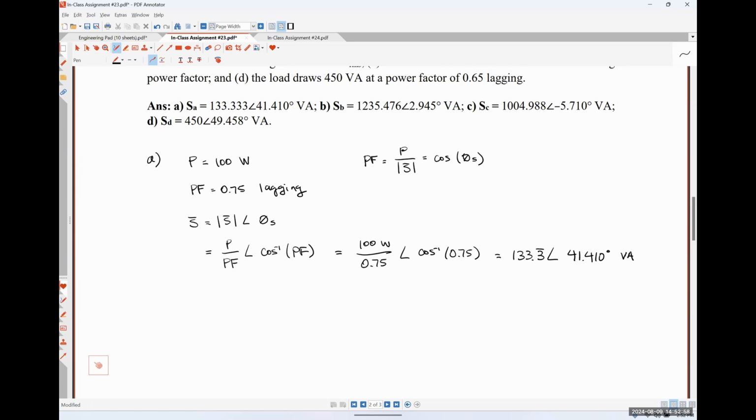Lagging? Exactly right. Because we were told that our power factor is lagging, that tells us that our angle is supposed to be positive. If we were told that our power factor was leading, we would actually have to force the angle to be negative because of the way that our calculators work, which I do by just putting a negative sign in front of the inverse cosine operation. But that is something that we need to pay attention to, so I wanted to bring it to your attention now. Anybody have any questions about what we did here for part A?